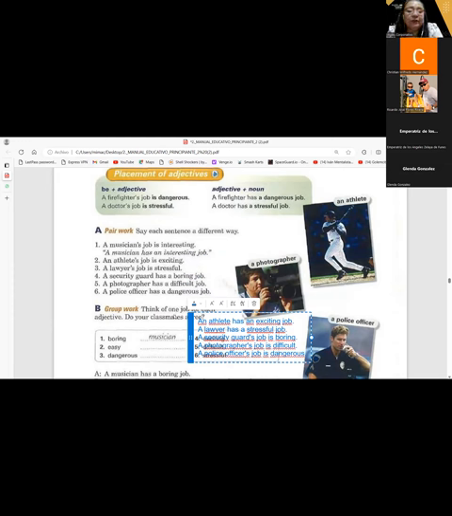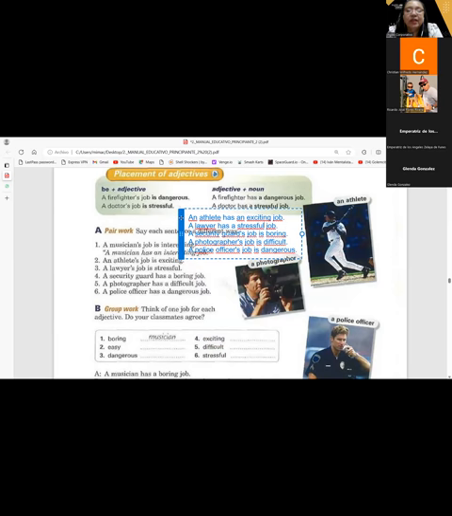Now, you think of one of these jobs and you write it. Think of one job for each adjective. Do your classmates agree? And then we say boring, well, in their opinion, because all the opinions are different and are respectful too. Todas las opiniones son diferentes y son respetables también. En este caso, ustedes van a pensar, se les está dando los adjetivos y ustedes van a escribir un trabajo, profesión u ocupación que a su criterio personal sea easy, fácil, dangerous, exciting, difficult or stressful. For example, boring, musician. Para esta persona, ser músico es aburrido.